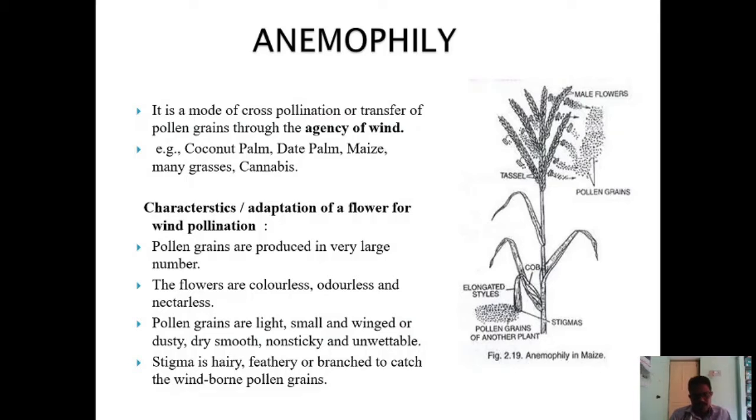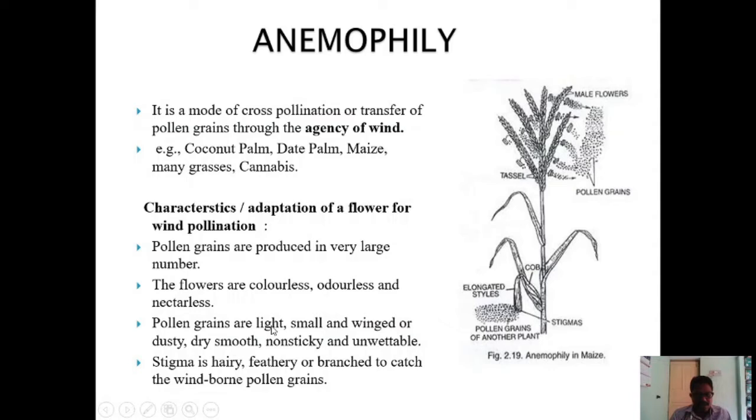Now what are the characteristics or adaptations of a flower for wind pollination? Pollen grains are produced in a very large, huge number, so that they get transferred by wind and get disseminated. The flowers are colorless, odorless, and nectarless because they don't need an agent like insects. Insects get attracted by color, but there is no need of any color for these flowers. So they are colorless, odorless, and nectarless.